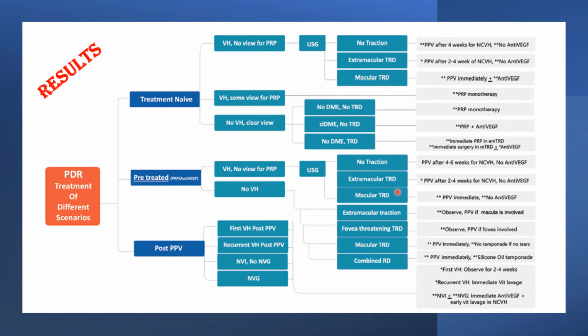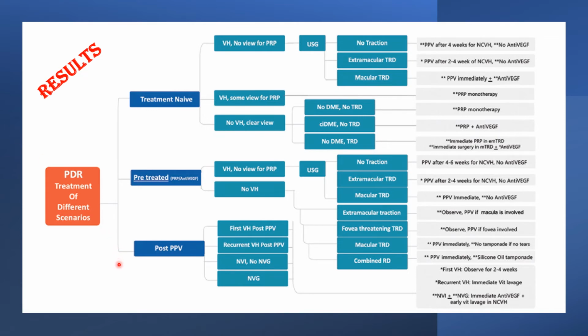Whereas in cases of tractional retinal detachment involving the macular area, PPV was suggested immediately. In cases without vitreous hemorrhage, it's observation if the macula is not involved, whereas it's PPV immediately if the macula is involved, and also if the retinal detachment is combined tractional and rhegmatogenous. In this case, in the second round, silicone oil tamponade was the best choice.